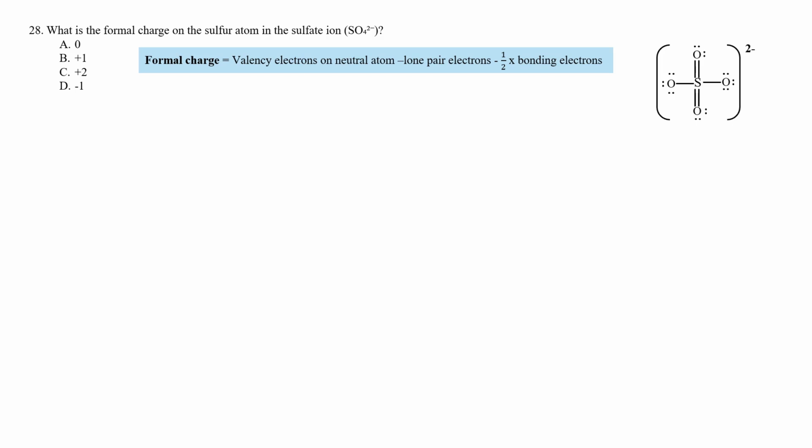So here we need to focus on sulfur. Sulfur is in group 6, so valence electrons is 6. Group number is equal to the valence count, minus lone pair electrons on the sulfur. In the given Lewis structure, lone pair electrons 0, minus half times bonding electrons. Two double bonds. One double bond means 4 electrons, so two double bonds contribute 8 electrons, plus two single bonds. The total is 12 electrons in bonding. So 6 minus 0 is 6, minus half times 12 is 6. So 6 minus 6 is 0. Formal charge on sulfur is 0.